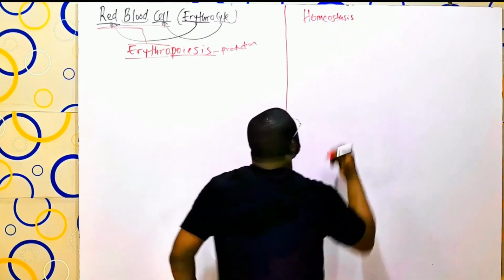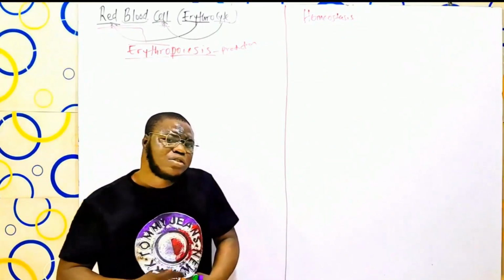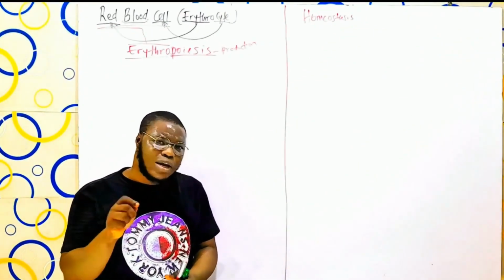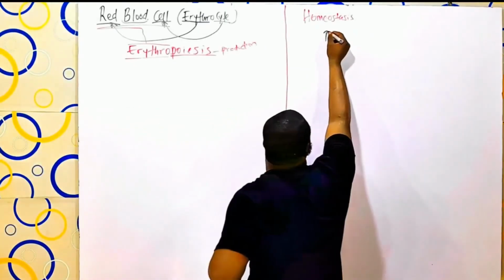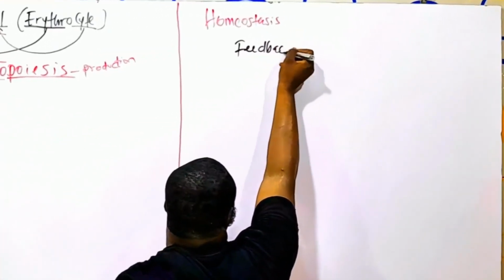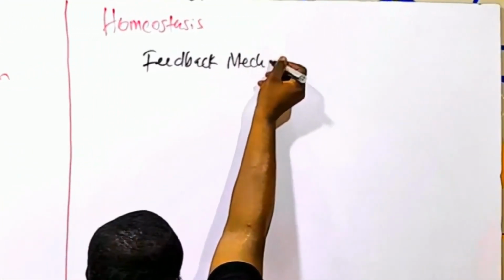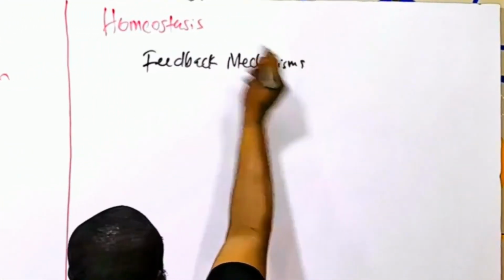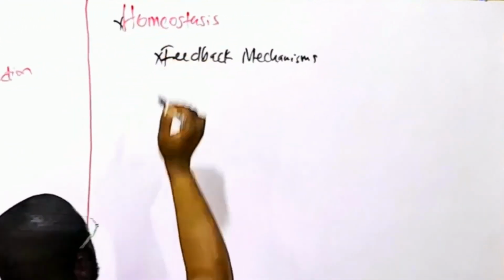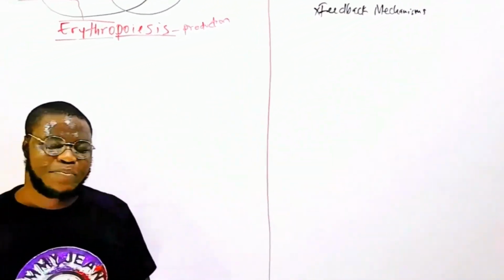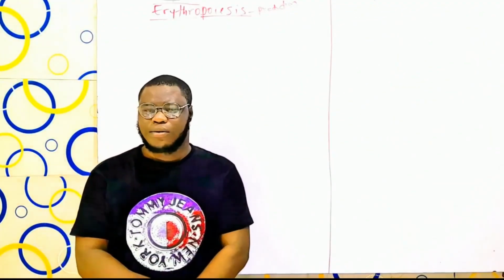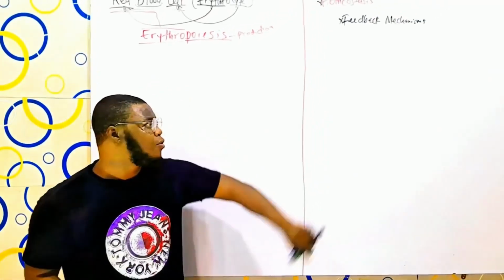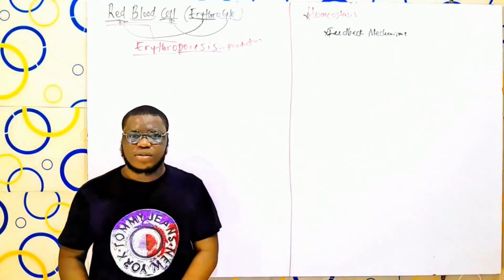Homeostasis. Like I said, homeostasis is all about restoring balance. Under homeostasis, we have something called the feedback mechanism. The feedback what? The feedback mechanisms. These two, forget about them for now. I'll come back and explain them and how they relate to erythropoiesis.